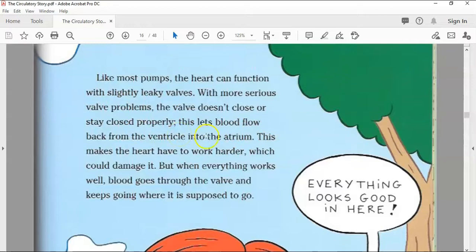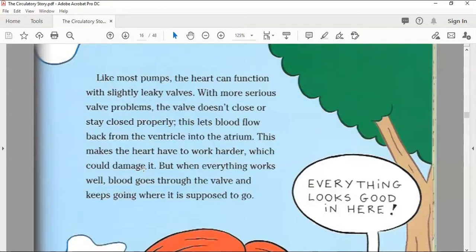Then there's a problem, right? This makes the heart have to work harder, which could damage it. Oh, boys and girls, if those valves don't open and close correctly and they let a lot of blood go in and out, what happens? They can damage it. Yes.